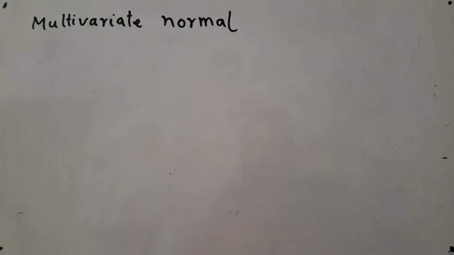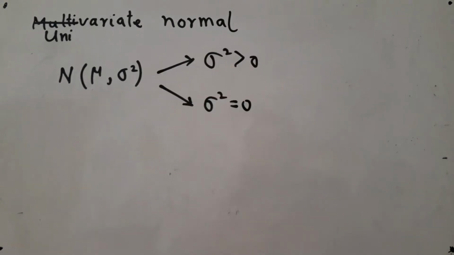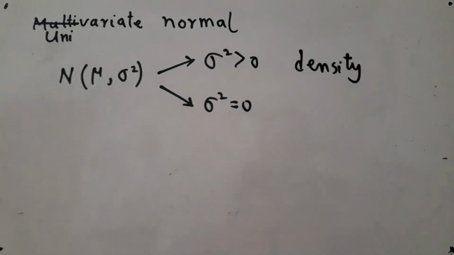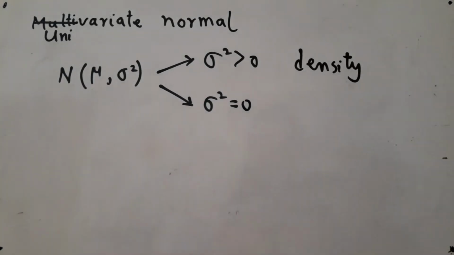We shall start our discussion of the multivariate normal with a recap of the univariate normal distribution. When we introduced the normal mu sigma square univariate distribution, we did it in two parts: sigma square strictly positive, and sigma square equal to 0. In this case, we had a density, and this case was defined separately as a degenerate distribution.